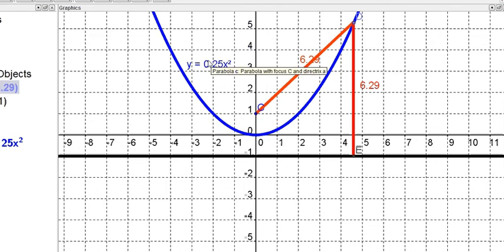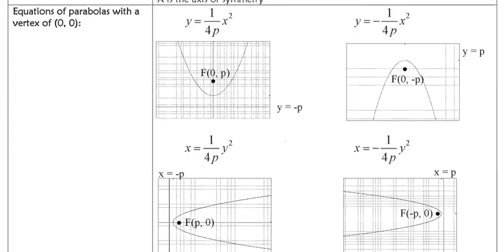Now the other part I want to get you focused on is where the vertex is. The vertex right now is at 0, 0. Depending on where your focus is from that vertex, we can tell fairly straightforwardly where the directrix is, and vice versa. So let's go back over to the page of your notes.